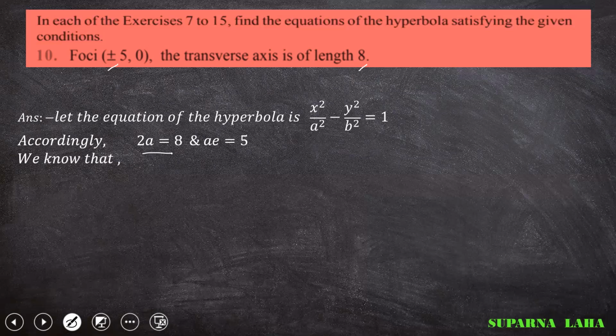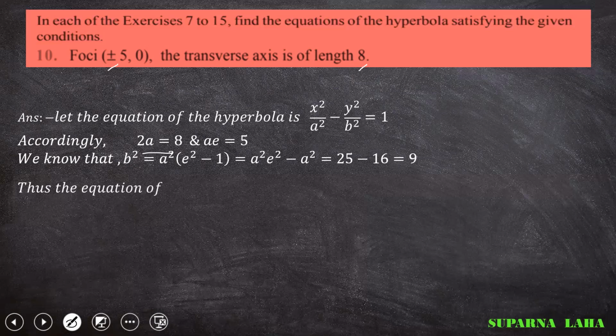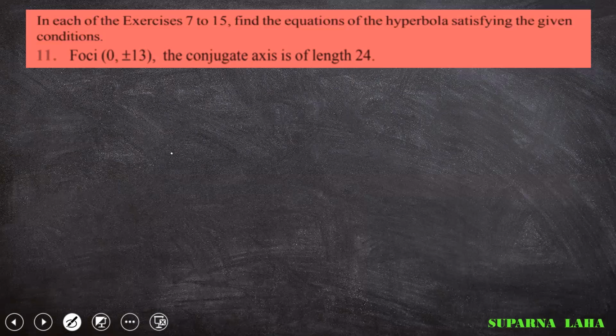Now what is the value of b square? It is (ae) square minus a square, that is 25 minus 16, which is equal to 9. So now write down the equation of the hyperbola: x square by 16 minus y square by 9 equals 1. Okay, now moving to the next question, question number 11.